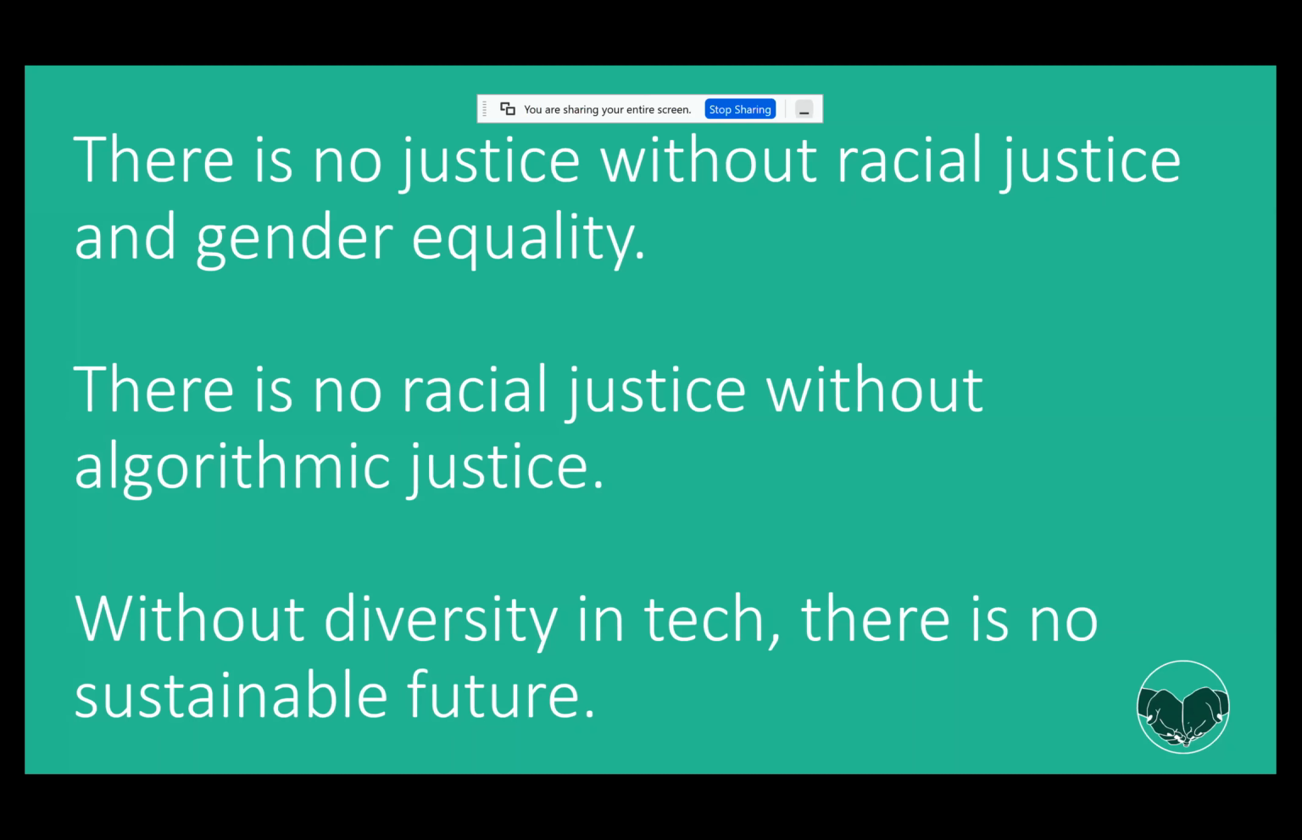So please keep in mind throughout the upcoming weeks that we do not have a Congress that reflects us, and to keep in mind that elections are coming up in the future, and to make sure to inform yourself on who you're voting for and making sure that they support racial justice and gender equality, or else we're not really going to have a change in the algorithms that are affecting people. And there's no racial justice without algorithmic justice. And without diversity in tech, there's no sustainable future, because there will not be a future where these discriminatory practices that already target already marginalized communities are going to be held accountable for their actions.